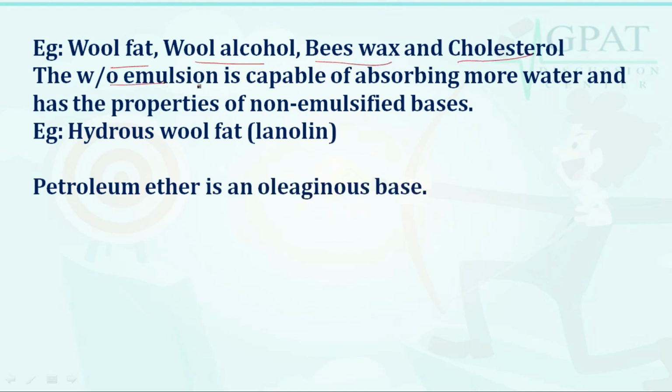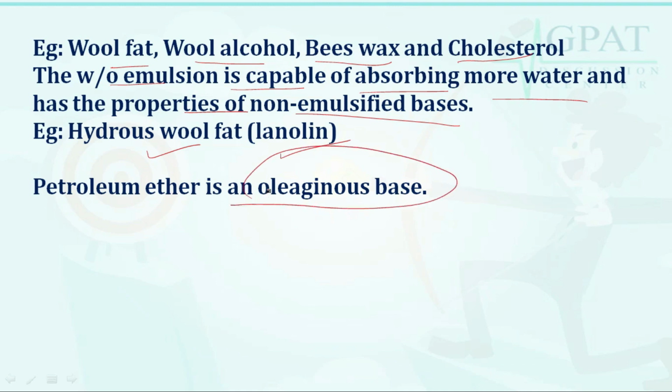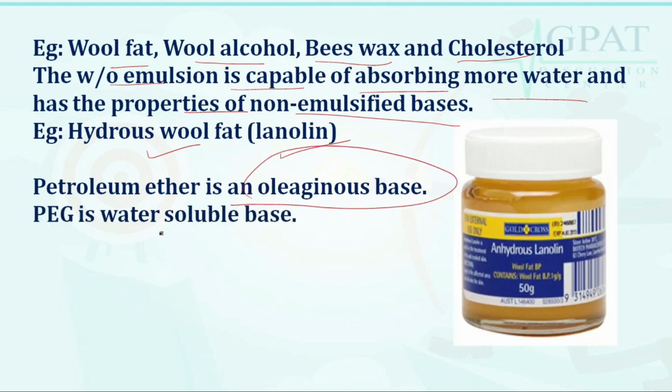The W/O emulsion base is capable of absorbing more water and has the properties of non-emulsified bases. Example, hydrous wool fat, that is lanolin, and petroleum ether is an oleaginous base. So students, here PEG is a water soluble base.